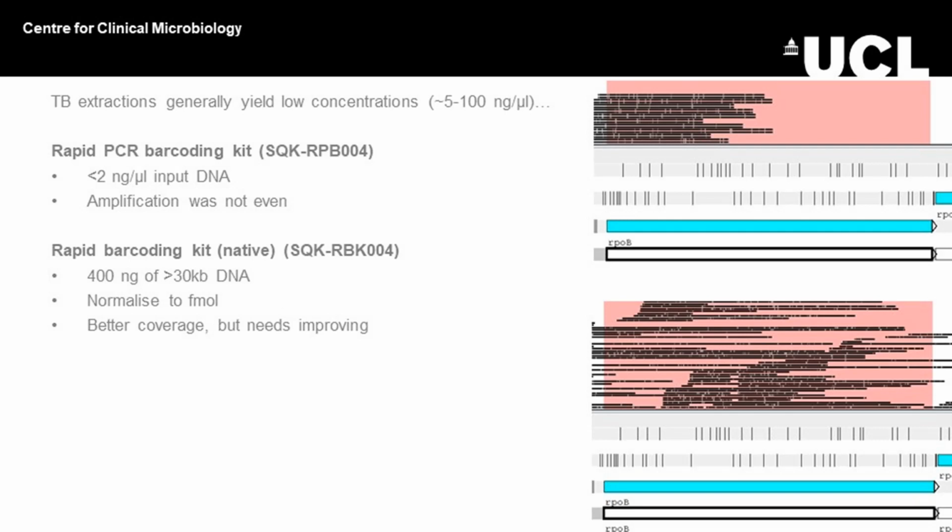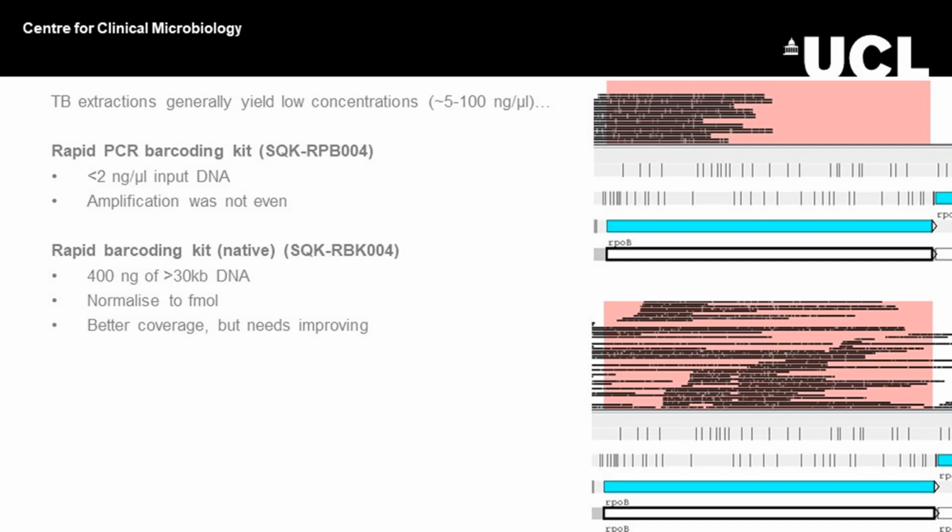But because we started off with relatively low yields, and I thought it might be interesting to see what would happen if you did have low yields, we started off with a PCR-based kit. So the input was somewhere around 2 nanograms per microliter, so not very much at all. But what we found was the amplification of the whole genome wasn't very even at all.